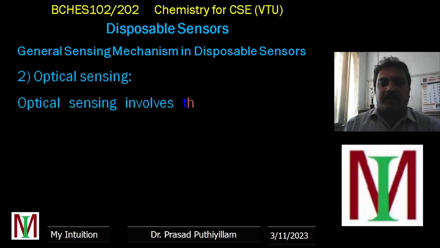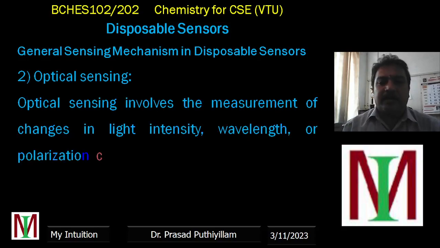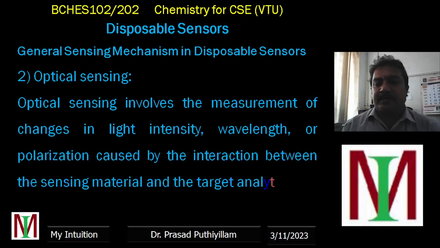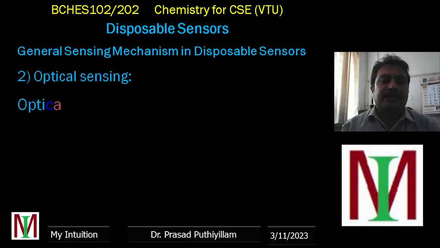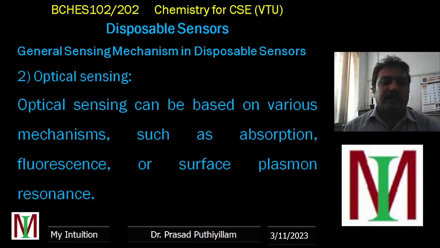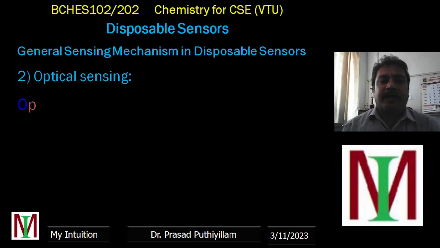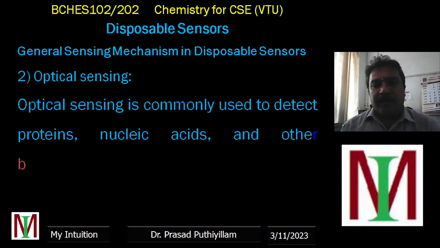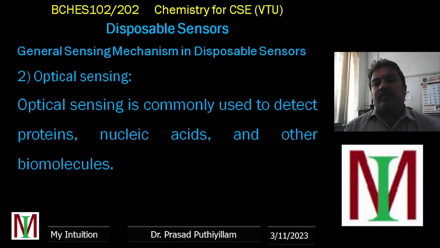Optical sensing. Optic means something involving light. So light intensity, wavelength or polarization can be changed by the interaction between the sensing material and the target analyte. That is used in optical sensing. It can be based on various mechanisms such as the absorption of light, the fluorescence of the material, or surface plasmon resonance applications. These are some of the sensing mechanisms that we have to understand. Optical sensing is commonly used to detect proteins, nucleic acids and other biomolecules.